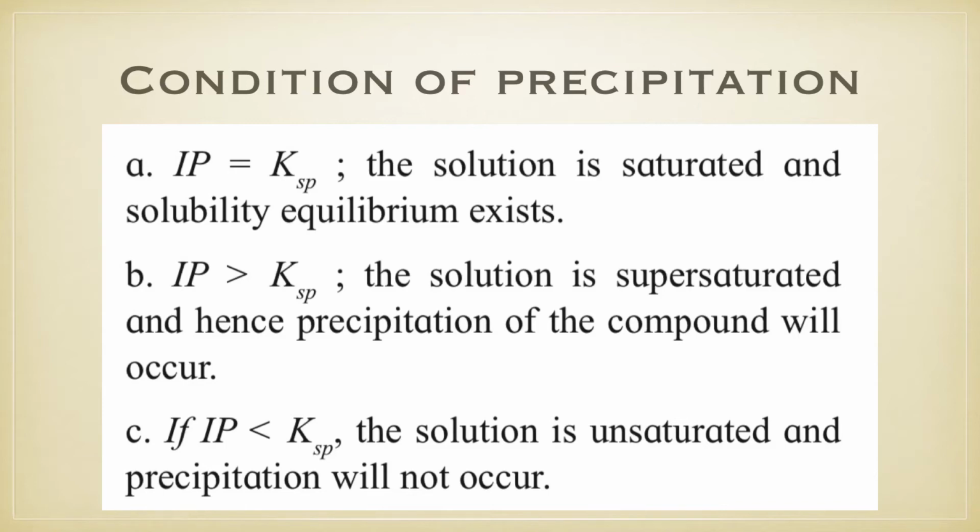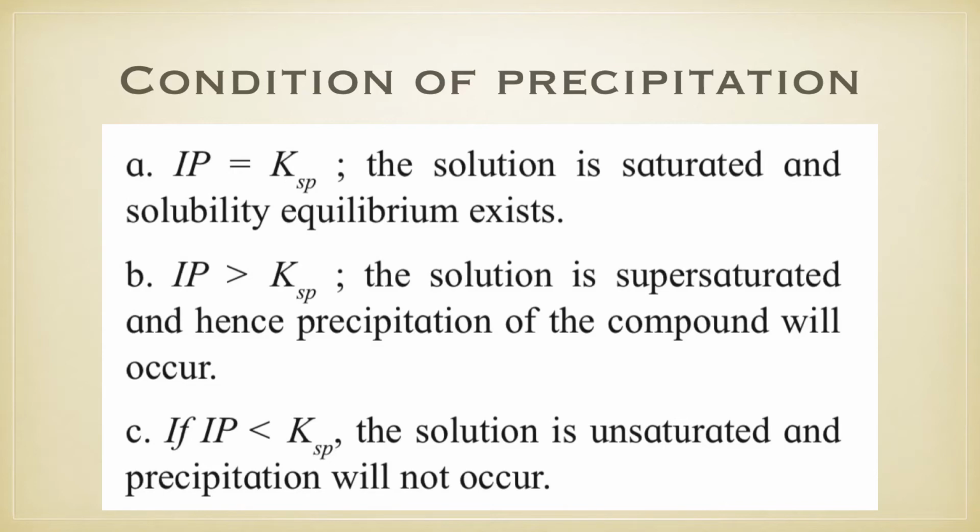Okay, and if the value of IP is less than the value of the equilibrium concentration, or I can say KSP, then the solution is said to be unsaturated and the precipitation will not occur at that time. Hopefully you understood.